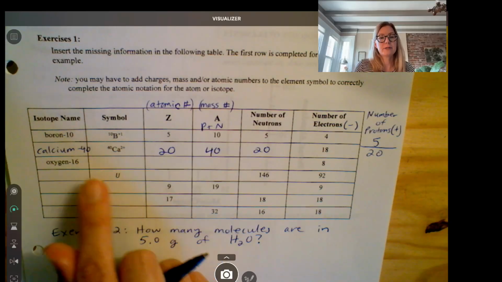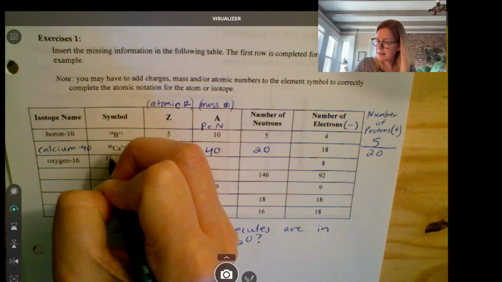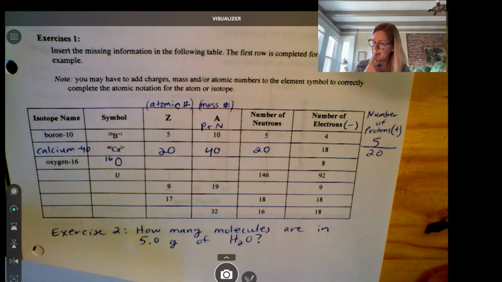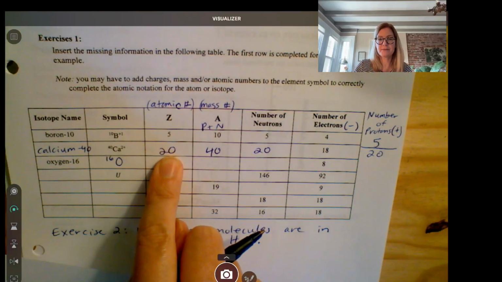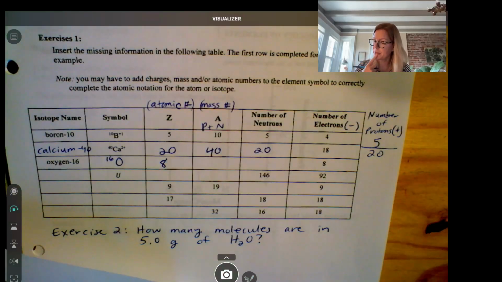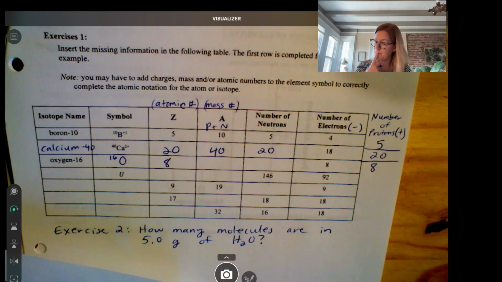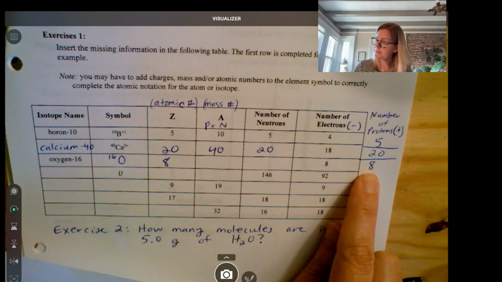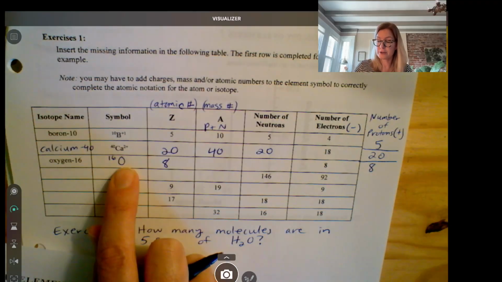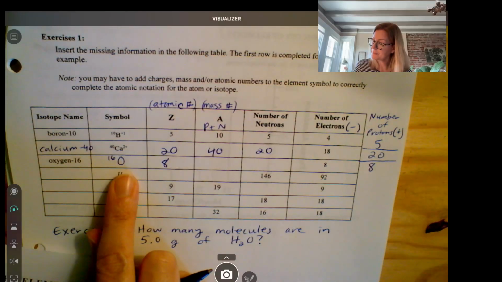All right, next one, oxygen 16, okay? So we'll put the 16 up high. Oxygen symbol is O, okay? And then the atomic number for oxygen, you got to look on the periodic table, that's 8. Okay, if the atomic number is 8, that means the protons are also 8, okay? If it's 8 positive protons and 8 negative electrons, that means it's neutral, there's no charge, okay? So don't put a charge on this.